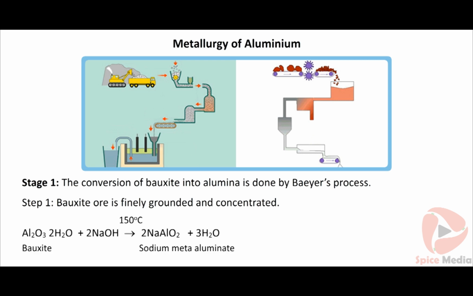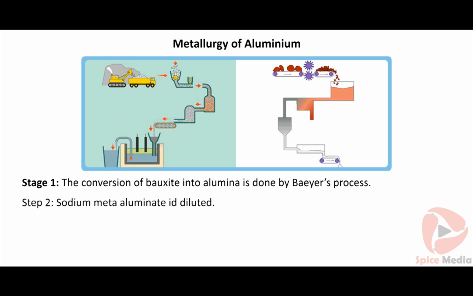Al2O3·2H2O plus 2NaOH at 150 degrees Celsius reacts to give 2NaAlO2 plus 3H2O. On diluting sodium metaaluminate with water, aluminium hydroxide precipitate is obtained. NaAlO2 plus 2H2O gives NaOH plus Al(OH)3. The precipitate is filtered, washed, dried and ignited at 1000 degrees Celsius to get alumina. 2Al(OH)3 gives Al2O3 plus 3H2O.